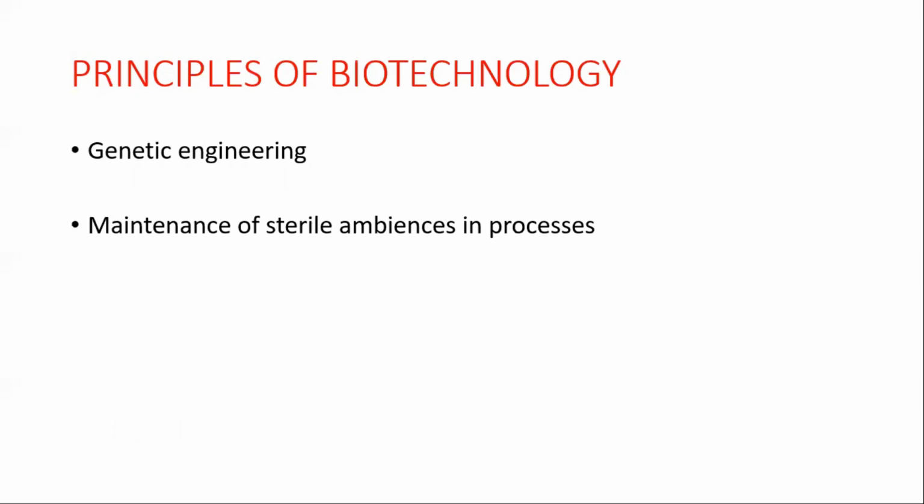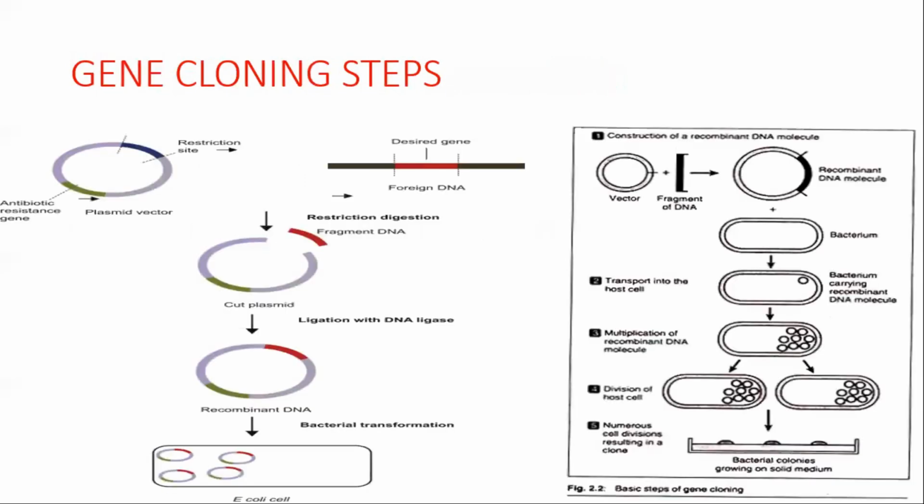That is genetic engineering. And during the course of the entire process that you're going to carry forward, you require sterile conditions. If you're not going to provide sterile conditions, then that could be an incomplete biotechnological process, or you will not get the proper output. So these two are crucial principles, or you can call them crucial events that are going to happen in biotechnology. Now, first let us start with gene cloning.